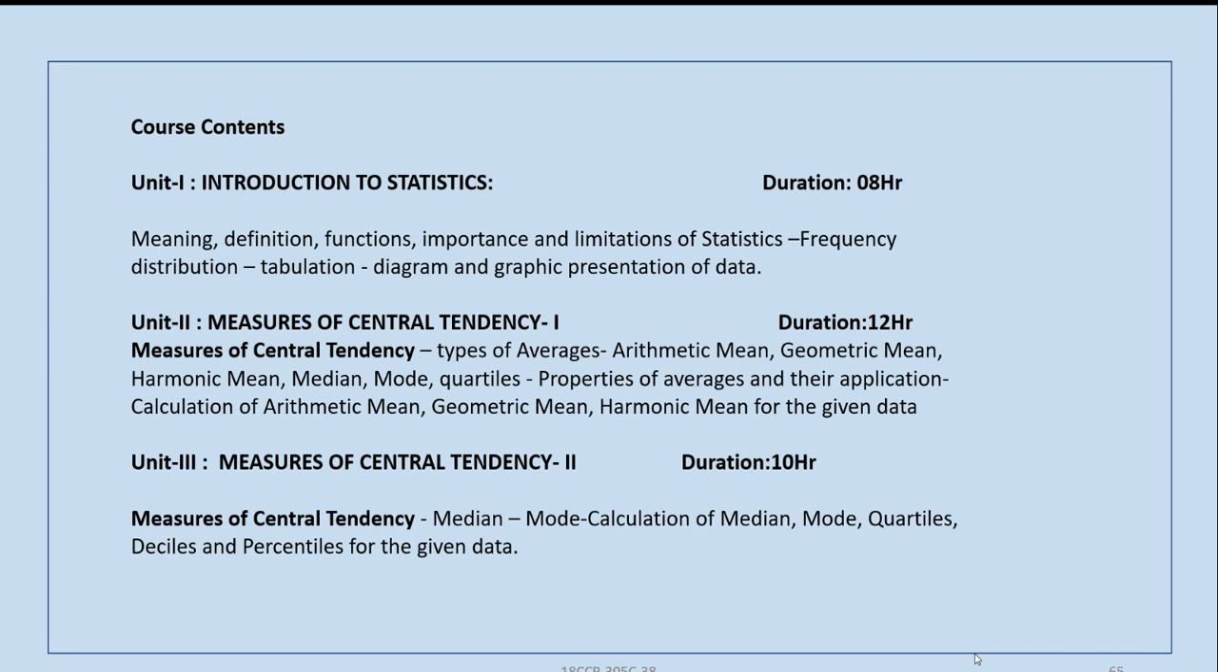In the second and third units, we have seen measures of central tendency. There are five averages, five types of measures of finding the central tendency, and those are arithmetic mean, geometric mean, harmonic mean, median, and mode. So in the second unit, we have understood what is arithmetic mean, how to calculate it, and what is geometric mean and how to calculate it, and what is harmonic mean and how to calculate the harmonic mean. And in the process, we have understood what is combined arithmetic mean and what is weighted average arithmetic mean.